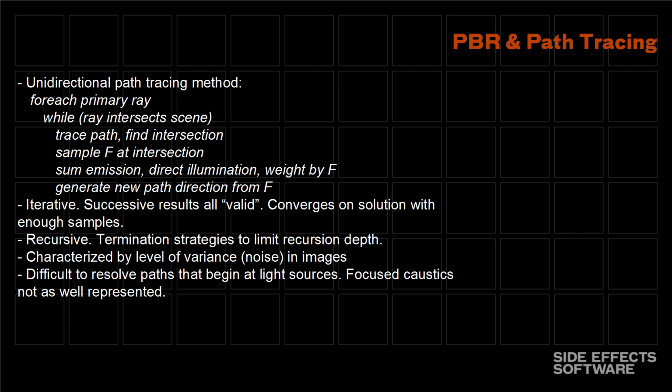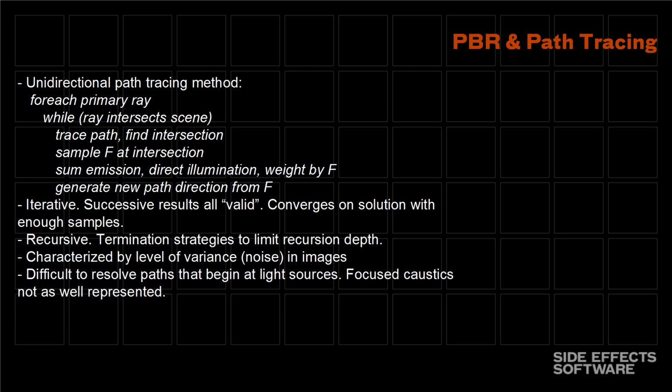And so once we've sampled the BSDF at the intersection, we sum the emission and the direct illumination that's happening at that surface interaction. And we weight that by the BSDF to give us the final weighting of the illumination at that point. Then from the BSDF, we generate a new path direction. And this is where we feed the Monte Carlo portion of it into the model. And so we have random samplers that feed in values that generate new path directions based on the BSDF.